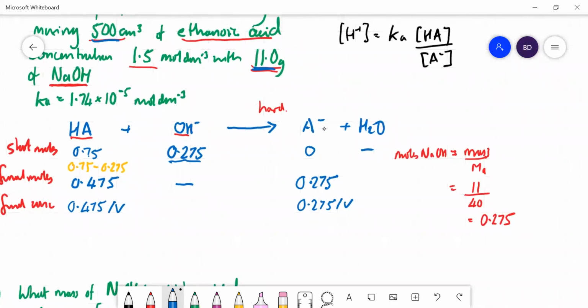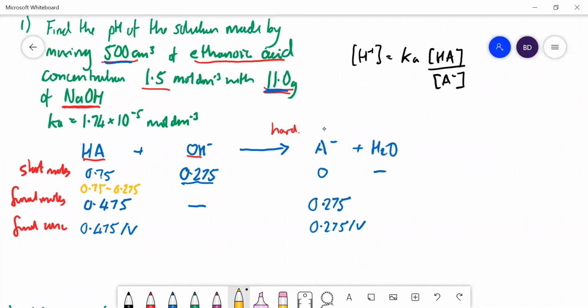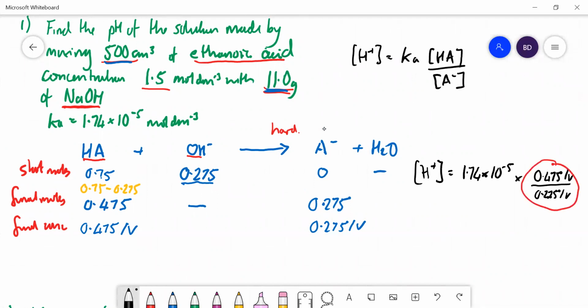Okay, now here's our equation. Now they tell us what the pH is. Oh no, they don't here. Sorry, beg pardon. So just put the numbers into the equation. H plus then is equal to Ka of ethanoic acid, that's 1.7 times 10 to the minus 5, multiplied by my HA, which is 0.475 over V, divided by 0.275 over V. Our Vs are going to cancel out. I'm going to work out that fraction just to show you that it should be about 1, as we've said before. So H plus is 1.74 times 10 to the minus 5. So 0.475.